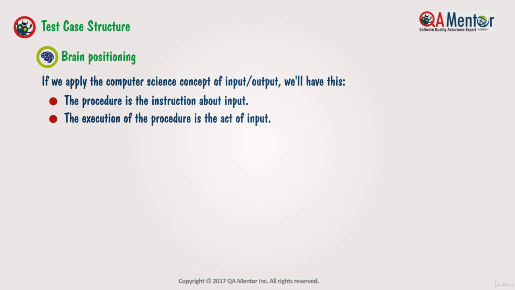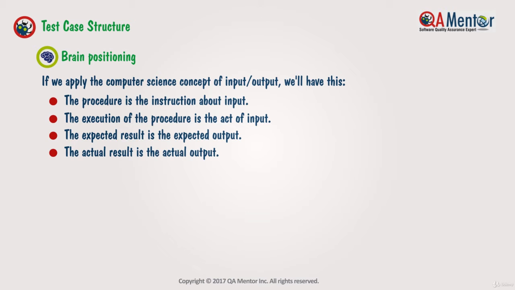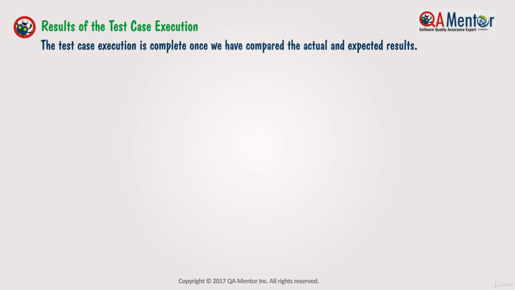The execution of the procedure is the act of input. The expected result is the expected output. The actual result is the actual output. Results of the test case execution. The test case execution is complete once we have compared the actual and expected results.